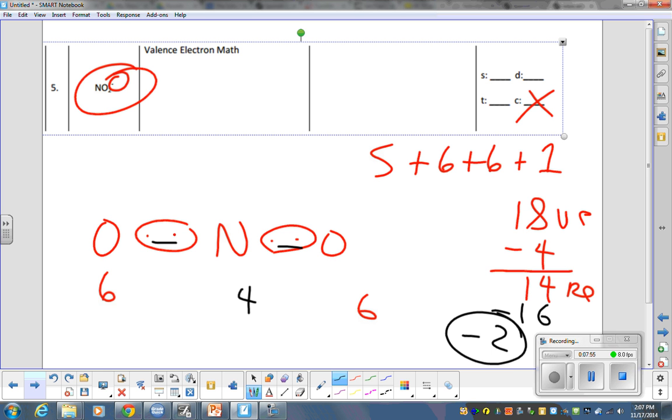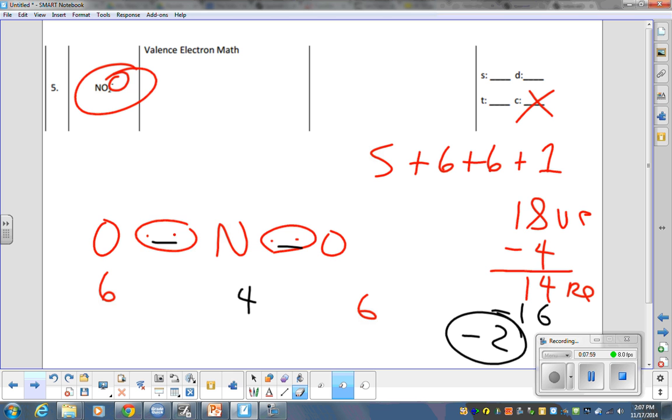So where do I put the double bond? I could put it in either place. It doesn't really matter. It's my choice. So I'm going to put a double bond here.